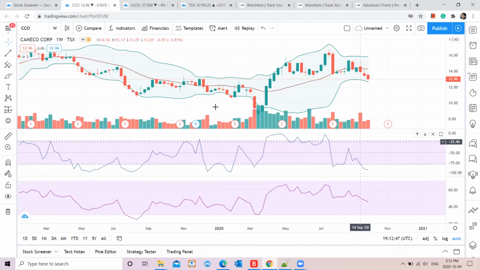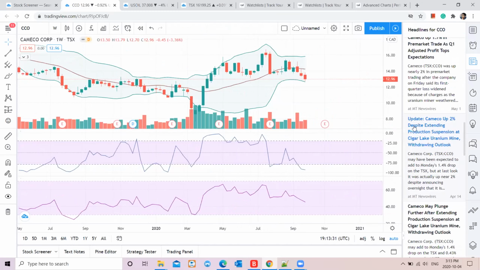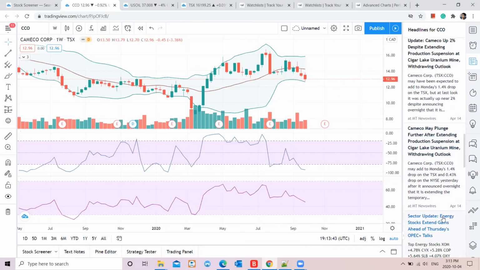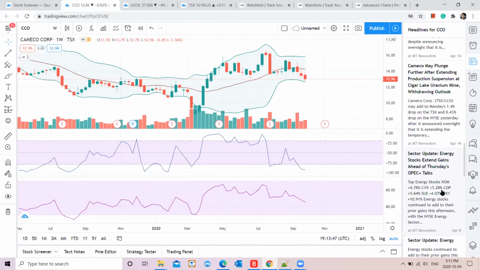What news came in the month of March, after mid March? This one. Suddenly it goes up, 1, 2, 3, 4, 5, 6, 7, 8, 9, two months of consecutive weekly rise, from mid March to almost mid May. Nine weeks of consecutive rise. Cameo up despite extending production suspension. So there was news which kept it going up.